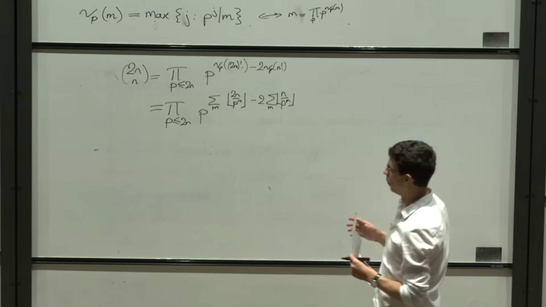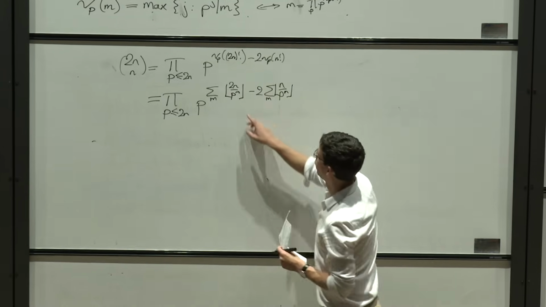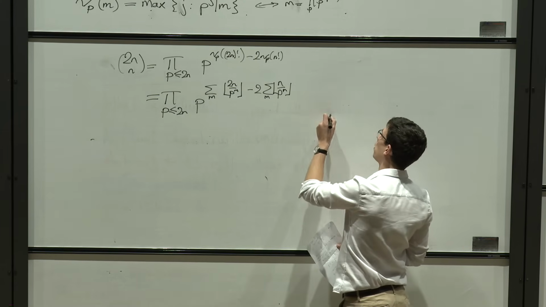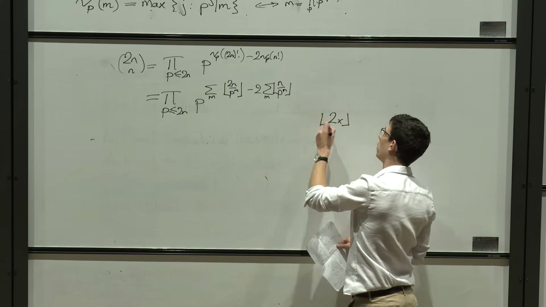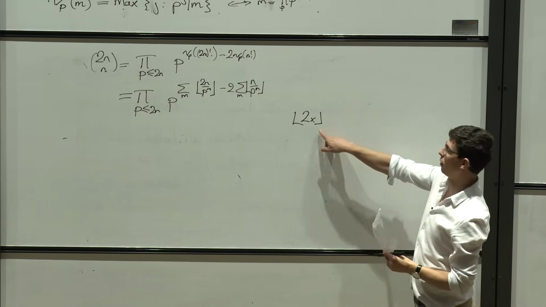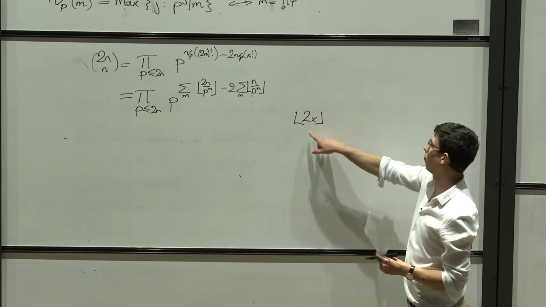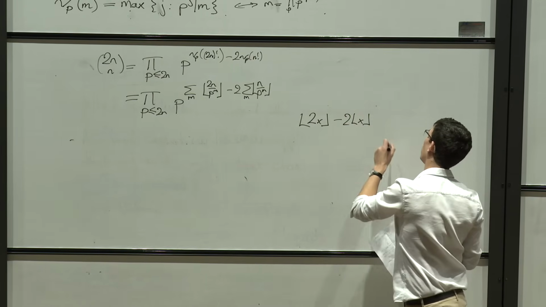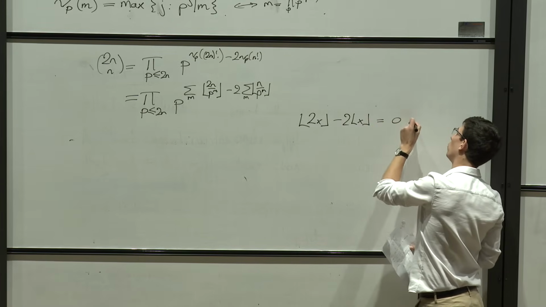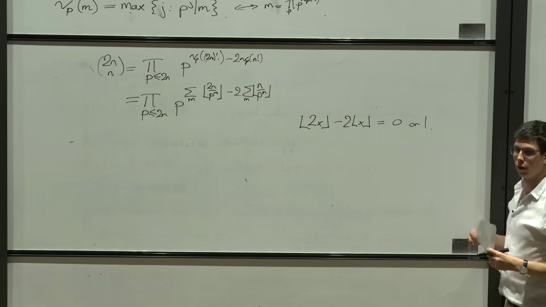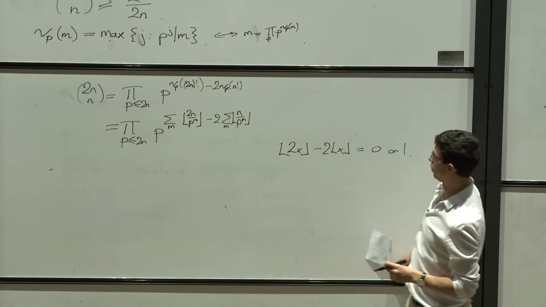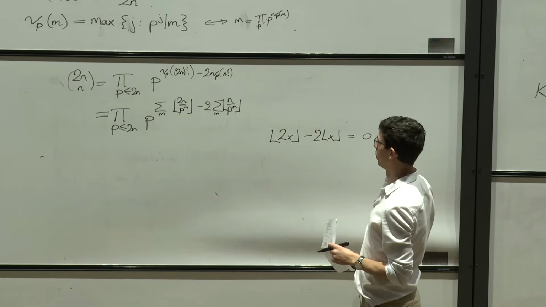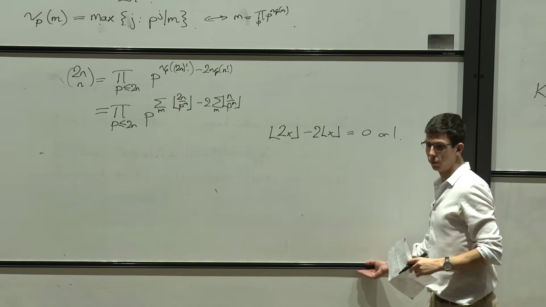Okay, but it's not too difficult to see that, so this floor notation means the biggest integer less than or equal to x, the floor of 2x minus 2 times the floor of x is equal to 0 or 1, depending on whether the fractional part of x is smaller or bigger than 1/2.